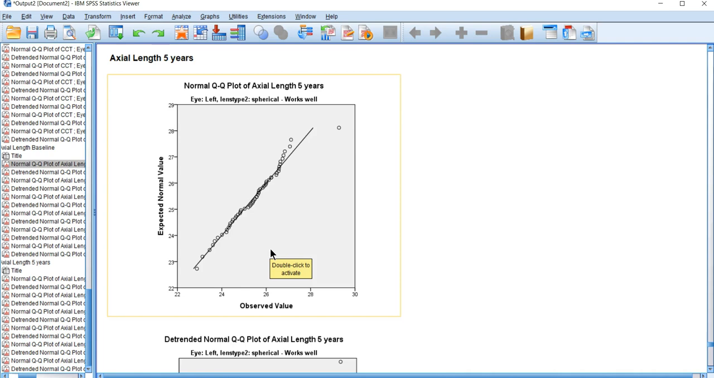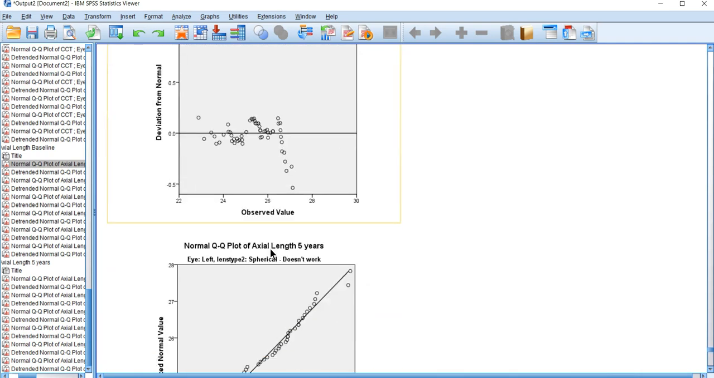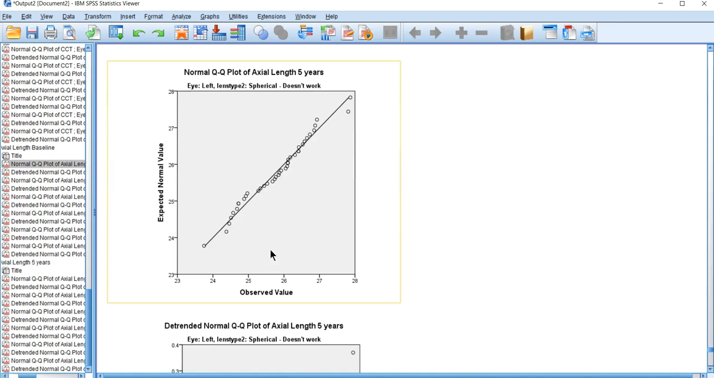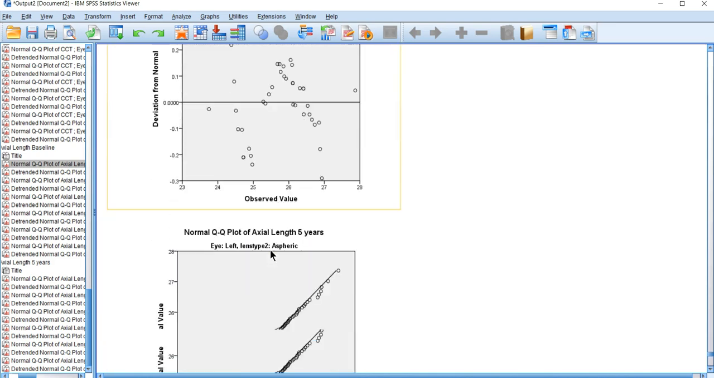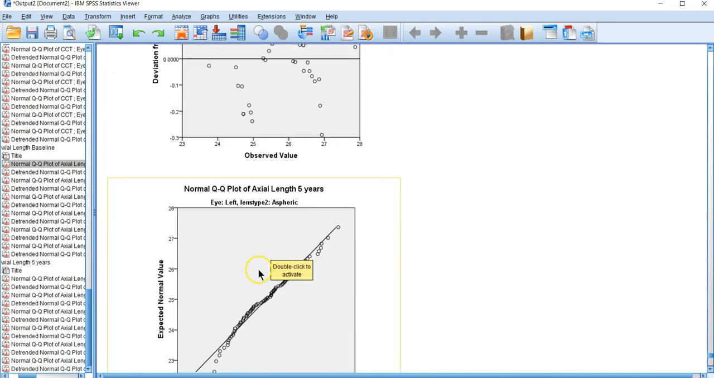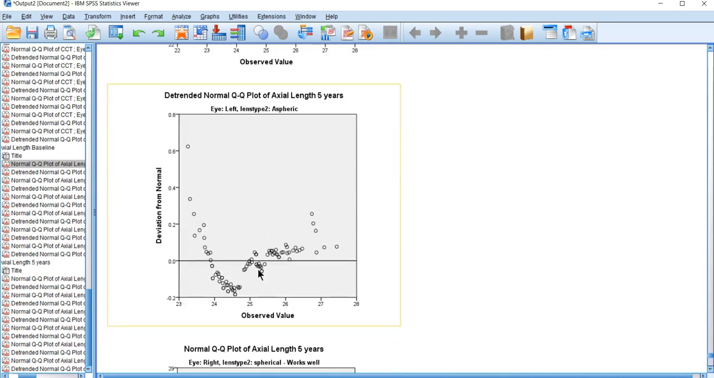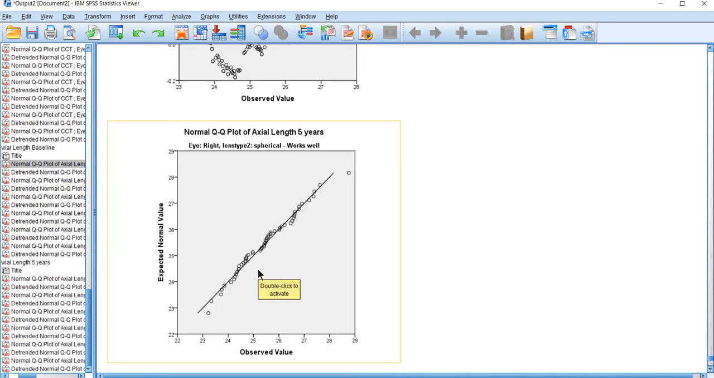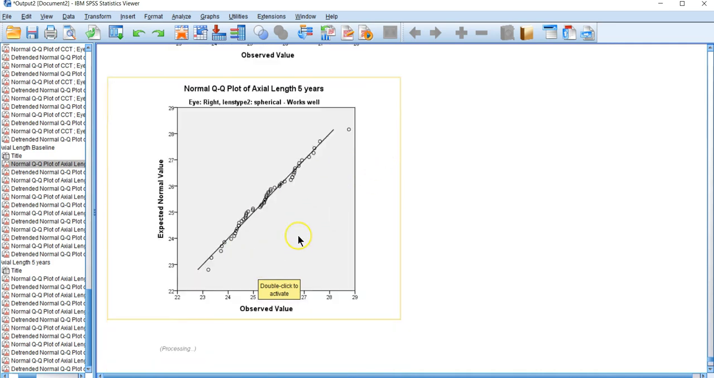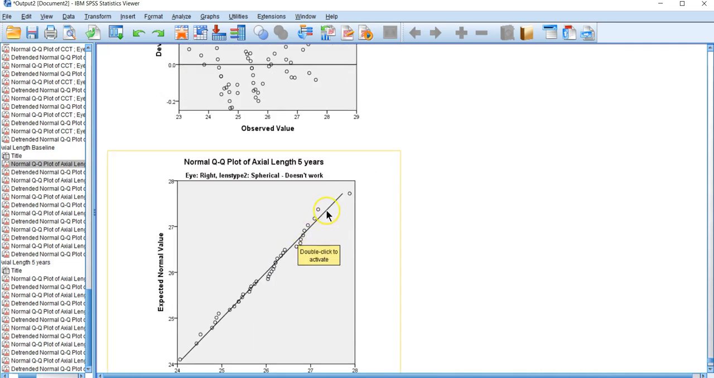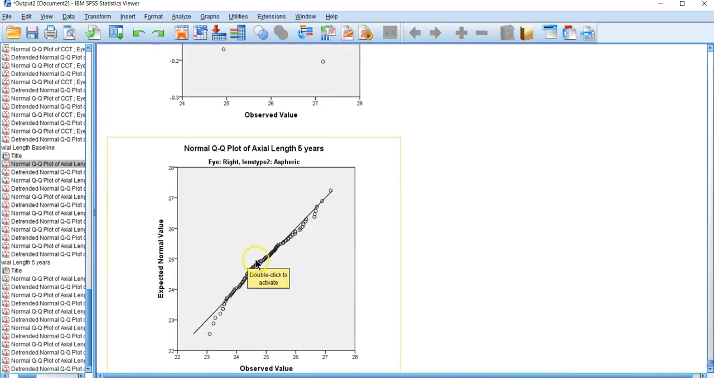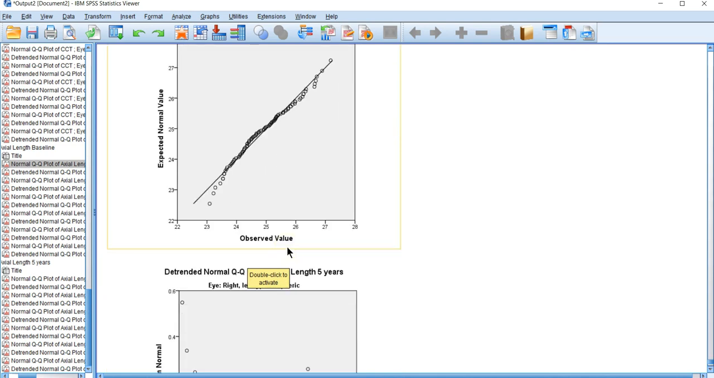This is the axial length at 5 years, not too bad. This is the left eye. That looks okay. Doesn't work well, it's not so bad after 5 years. That's aspheric, not too bad. Here is the right eye. Looks pretty good. Doesn't work well. Looks pretty good. Aspheric. A bit of a tail down here, but not too bad.